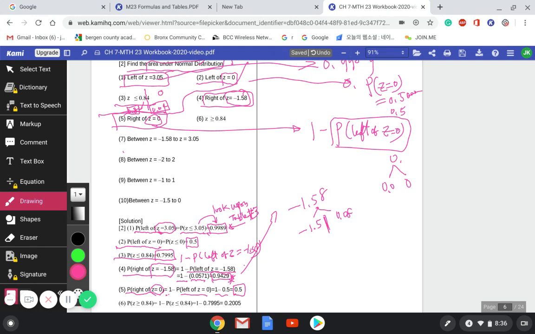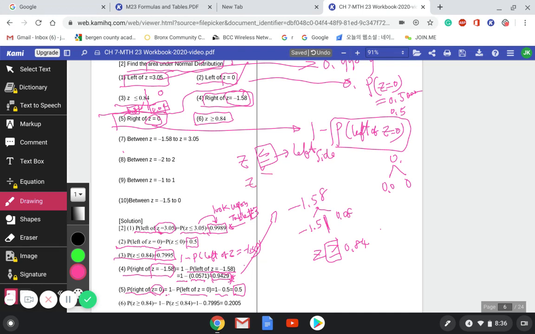Okay. The last question, how do you find the probability of when z is bigger than or equal to 0.84, which means the right side? They are looking for the right side. So again, when you have z is less than or equal to, that means it's the left side.